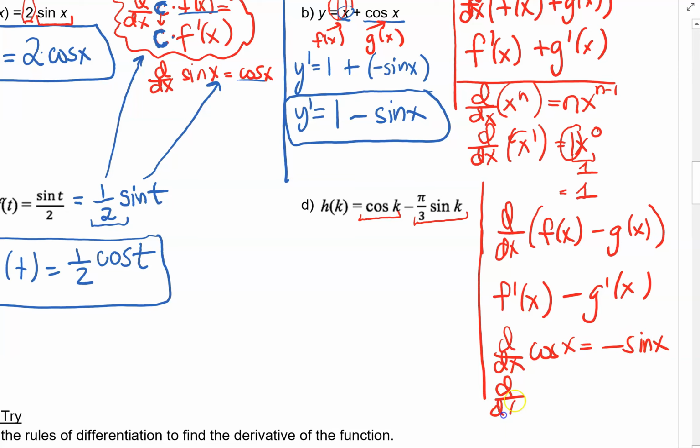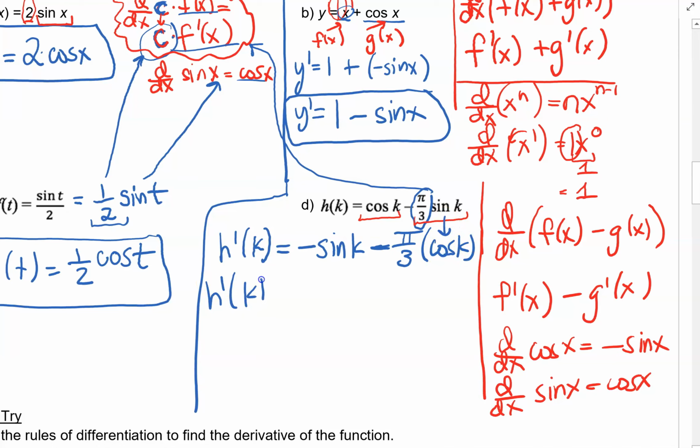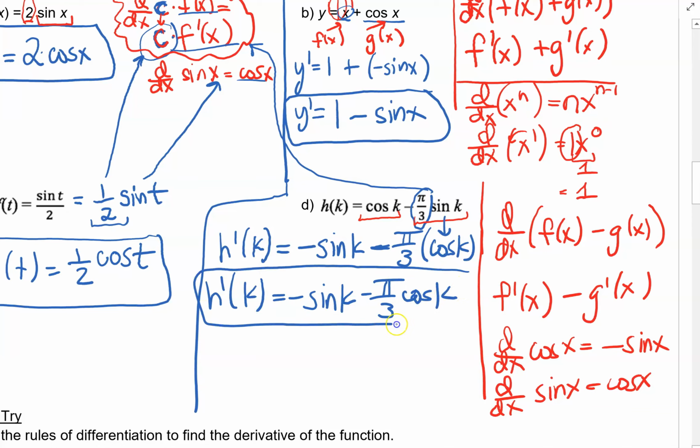And we also know that the derivative of sine is cosine. So here, derivative of cosine, that's going to be negative sine. So we'll say that h prime of k is negative sine. And then I also have a constant multiple rule, so we're going to be using that again. You just multiply the constant to the derivative. So I'm going to just do minus pi over 3 times cosine of k, since that's the derivative of sine. Let me just do a little simplifying here. So then I get negative sine k minus pi over 3 cosine of k. And that is our derivative for part D.